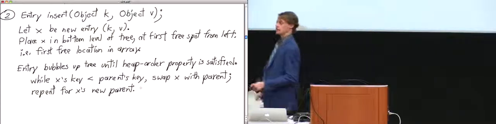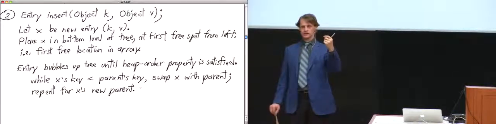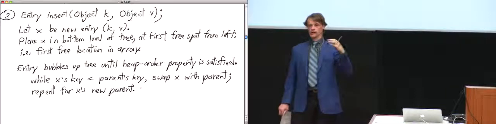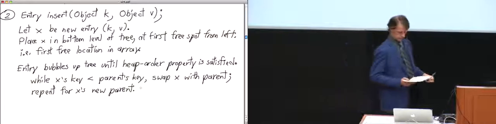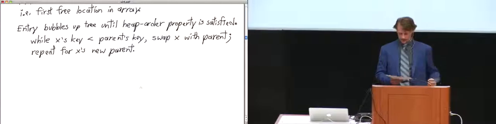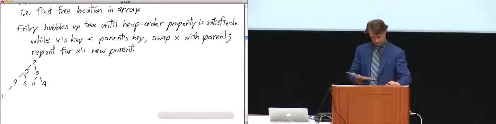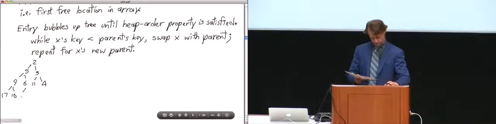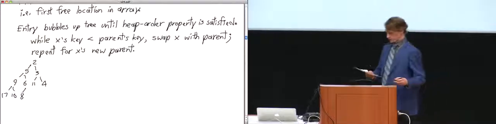So eventually one of two things will happen. Either the key will rise to a point where its parent is now smaller or equally small, and it'll stop, or it'll rise all the way up to the root and stop there. So to make this clear, here's an example of this algorithm in motion. So there's the heap I had before. Now I'm going to insert 2.